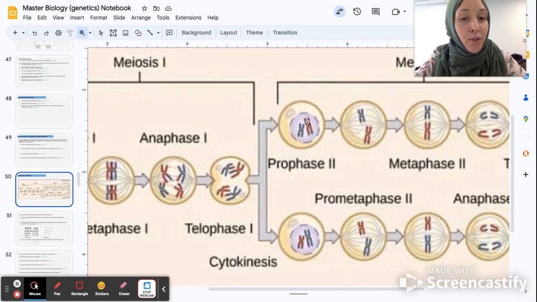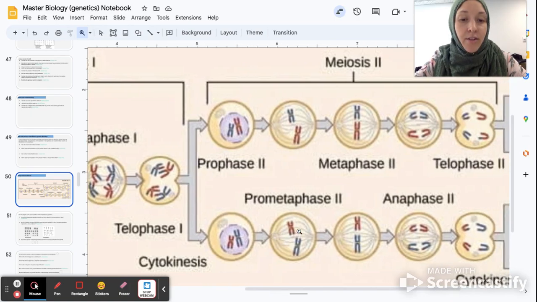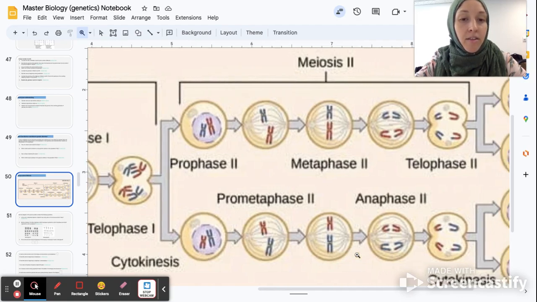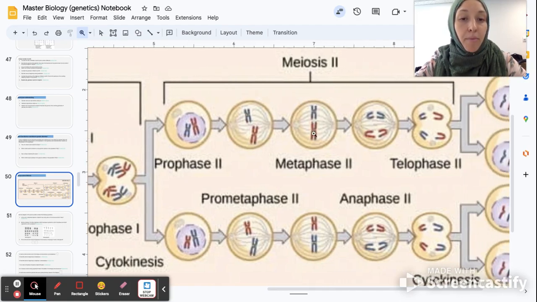In prophase 2, this cell here is haploid because now I have 1 long chromosome and 1 short chromosome. So 1 long and 1 short. As I continue down, we still are haploid. My chromosomes are lining up at the metaphase plate. Still haploid. Then in anaphase, my sister chromatids assort independently into the 2 resulting cells.